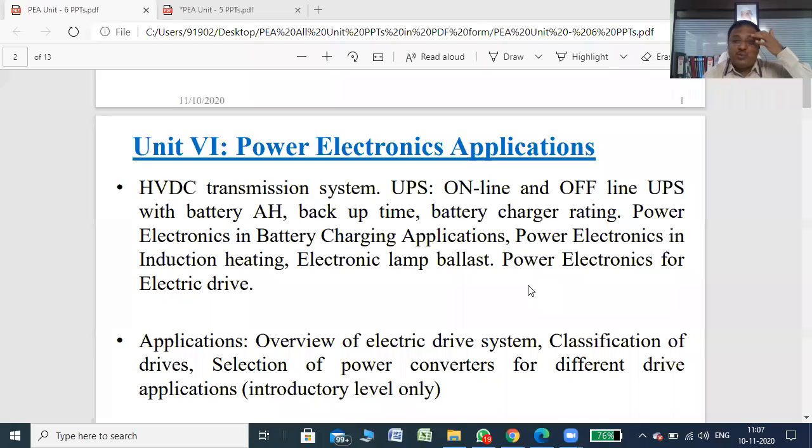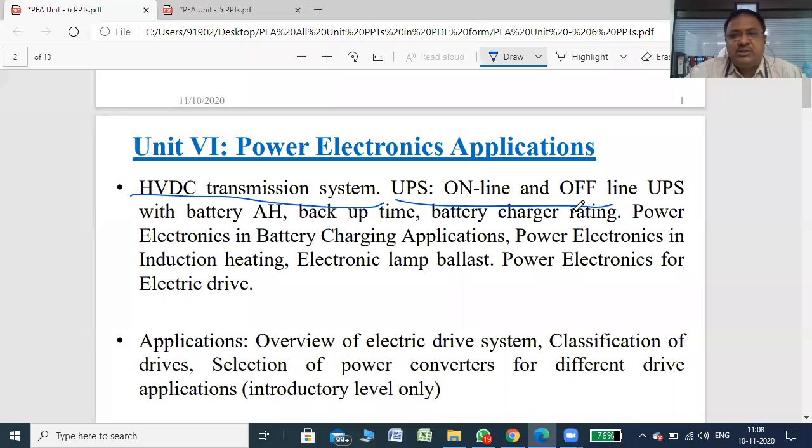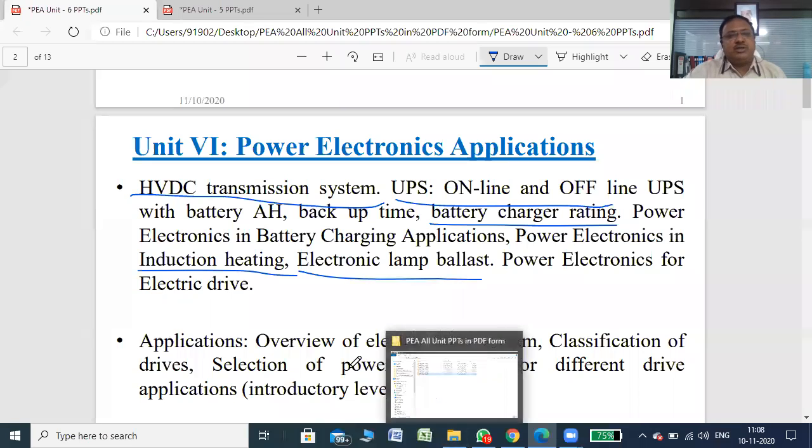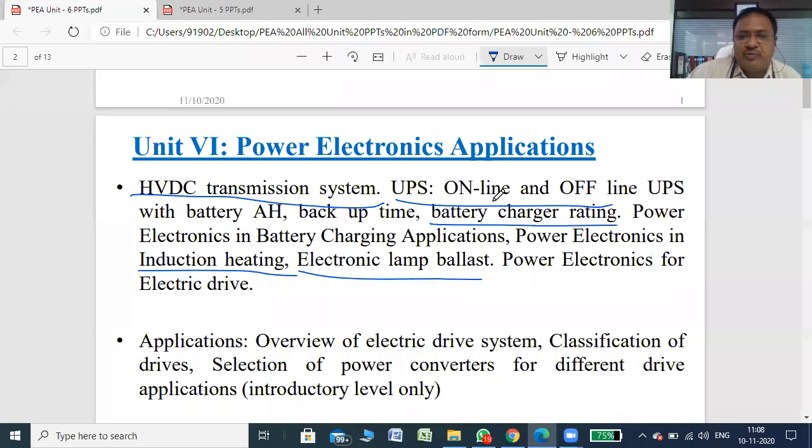So the main part of this unit is HVDC transmission, then UPS, then battery charger, then electronic lamp ballast, then induction heating. These are the applications: one, transmission; second, UPS; third, battery charger and induction heating; fourth, electronic ballast; fifth. So these are only 5 applications which are given in your syllabus. Okay. So we'll start with the first one.